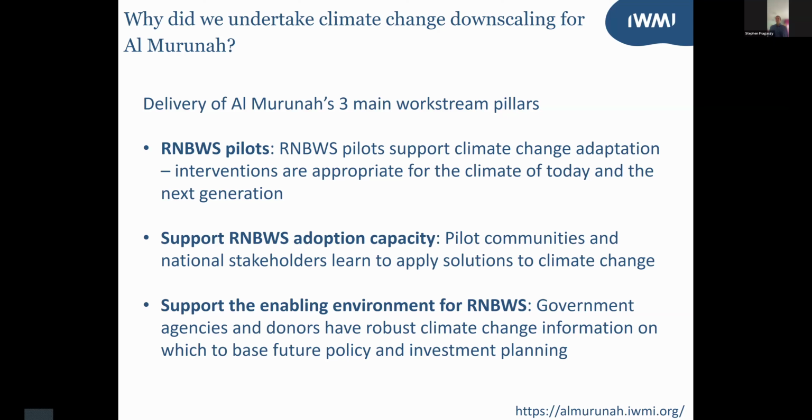Thirdly, through supporting the enabling environment within national policies, institutions, and through scaling approaches, we are contributing. Here, we can help plan more widely for climate change adaptation through policy and investment. Government agencies and donors really require this robust information on anticipated climate change. Next slide, please.